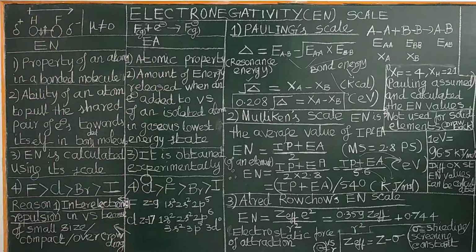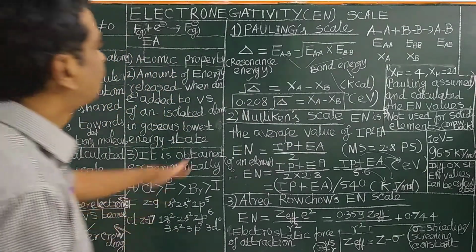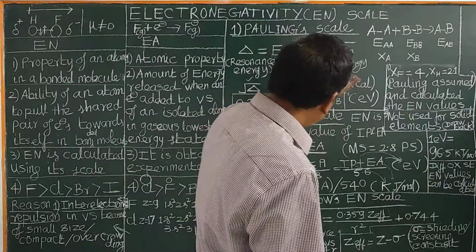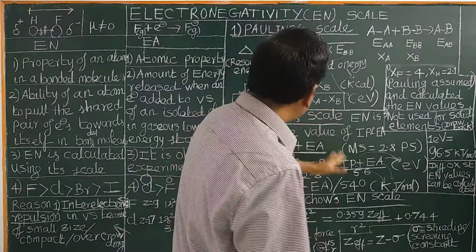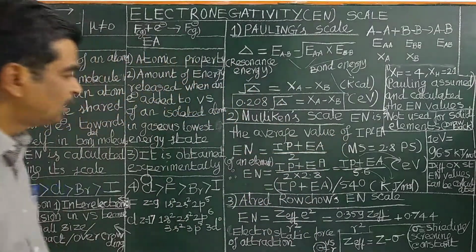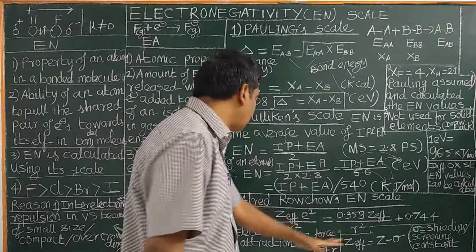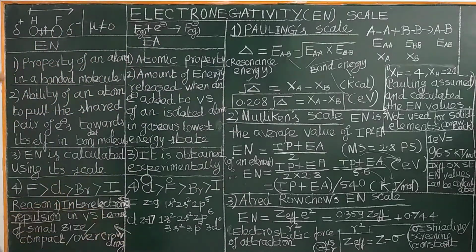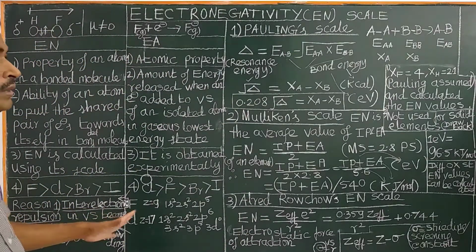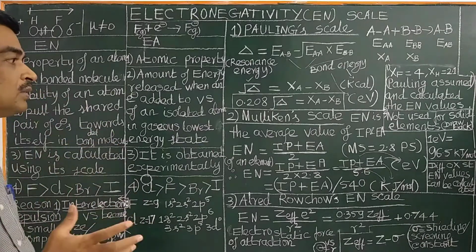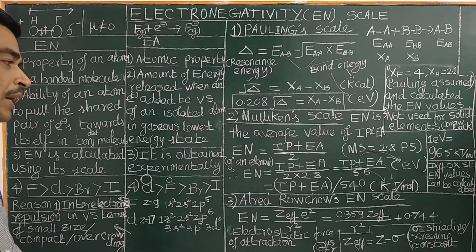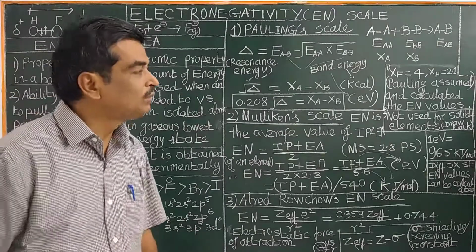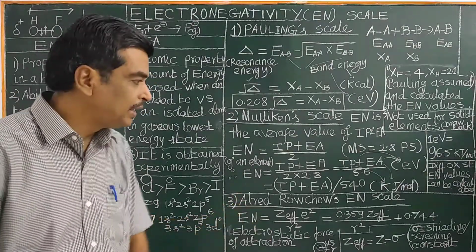So the electronegativity values can be calculated from the resonance energy, that is bond energies, or from ionization potential and electron affinity values, or from the electrostatic force of attraction. There are several questions based on this. Please understand the fundamentals so that you can apply them to any problems or questions. Thank you for watching. We will see applications of electronegativity in the next class.